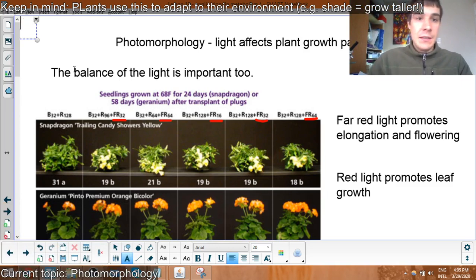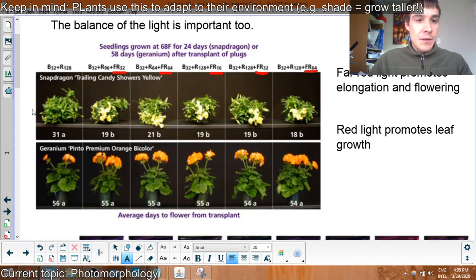What you can see here is that these were some snapdragons that were grown under different kinds of light. Here's blue, red, and far red. Far red is really close to infrared, but you can still tell that it's red. You can see that all of these have far red, and all of these have flowers. These have flowers. This one had no far red at all. No flowers. It's sad.